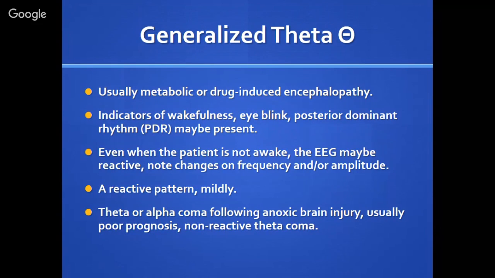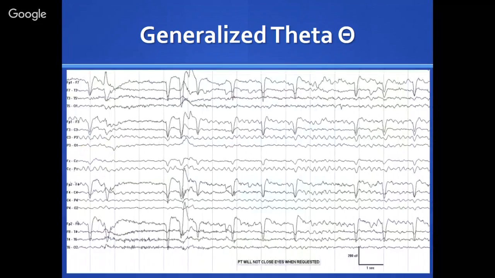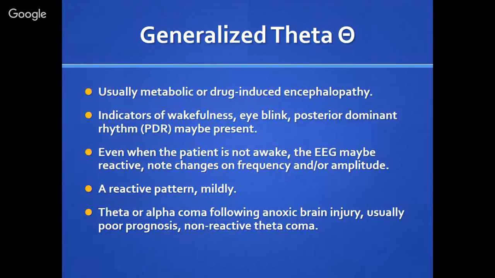Indicators of wakefulness: eye blink, PDR when present. And this one has a PDR. If you can see, this is the PDR that we're talking about. So this is posterior. Remember, it is slower in the front and faster in the back. Even when the patient is not awake, the EEG may be reactive, with no changes of frequency and amplitude. Theta or alpha coma following an occipital injury usually has poor prognosis. This means that it's a diffuse delta activity that does not change with stimulation, with noxious stimulation.